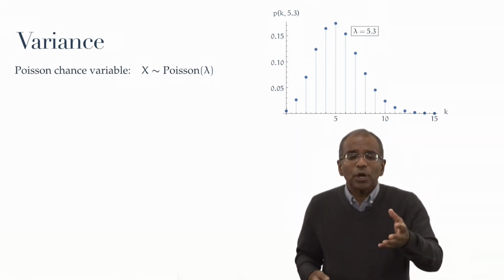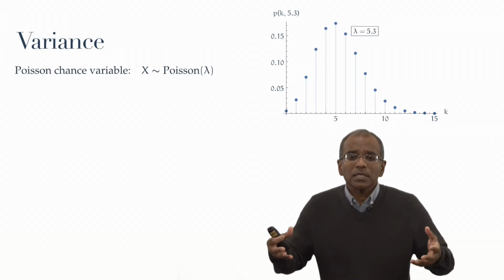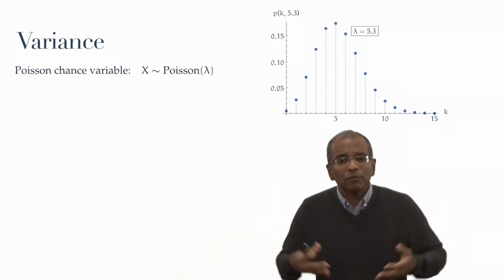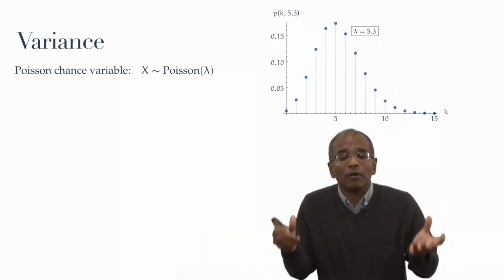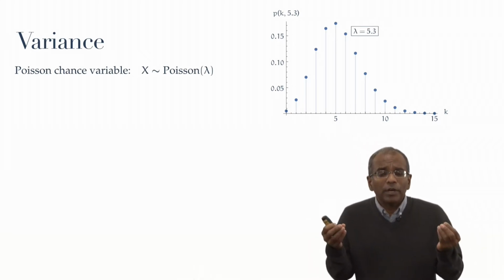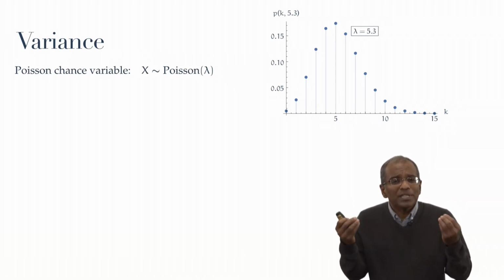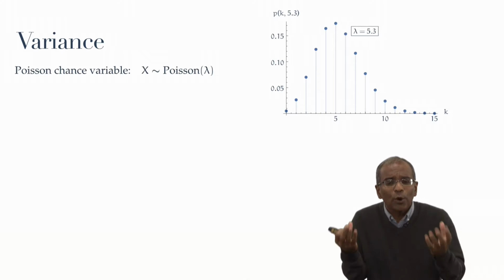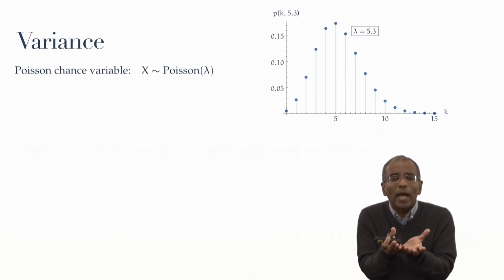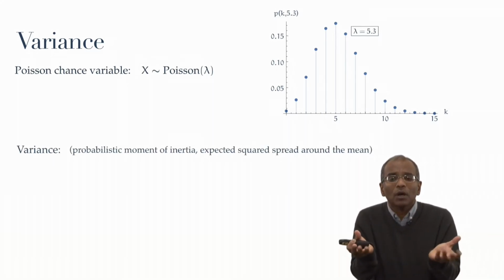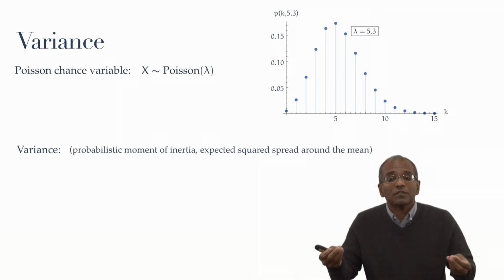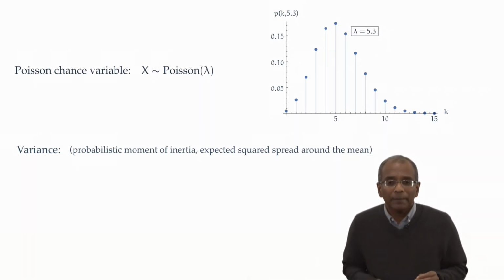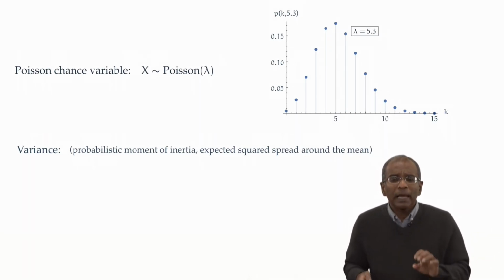The natural notion of spread that we will look at is, of course, what we've encountered before in the case of the binomial, the idea of a variance. We think of the variance as a probabilistic moment of inertia. It's going to connote the expected squared dispersion of likely values of your chance variable from the center. How do you define this formally?